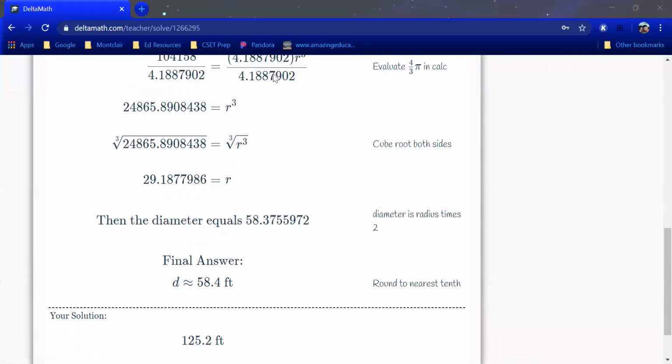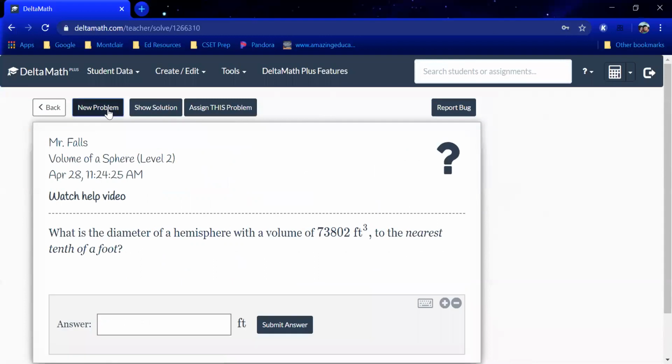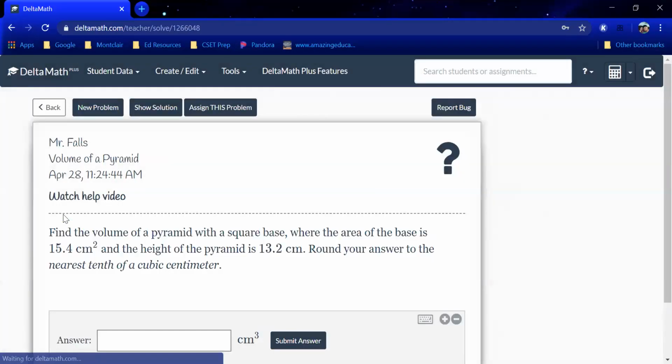Okay, let's look at a new problem. So same thing here, it's giving you a hemisphere type question with the volume. So you would repeat that same exact process. These are tough ones. These are good, challenging ones. Try them. Do the best that you can. Let's go back. So now let's go to volume of a pyramid. Let's do 2 here, and then we'll do maybe 2 of a cone.